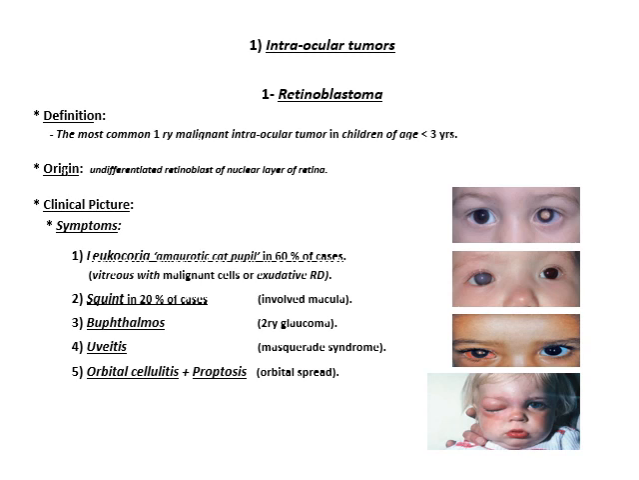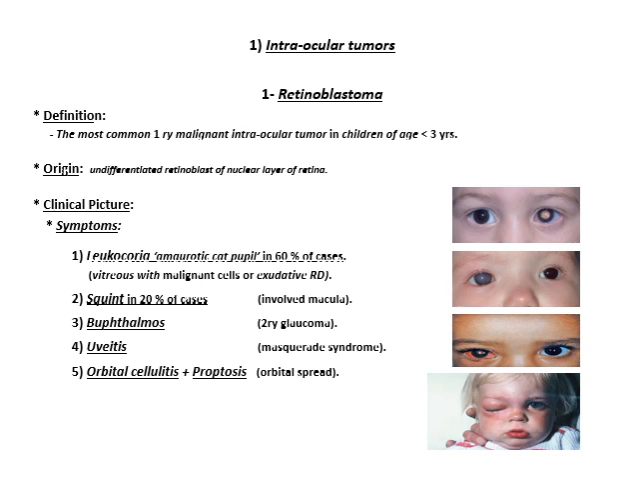We will start with retinoblastoma. Definition: the most common primary malignant intraocular tumor in children of age less than 3 years. Origin: undifferentiated retinoblasts of the nuclear layer of the retina. Clinical picture, symptoms: leukocoria or amaurotic cat's eye pupil, which means white pupil. It is present in 60% of cases of retinoblastoma.